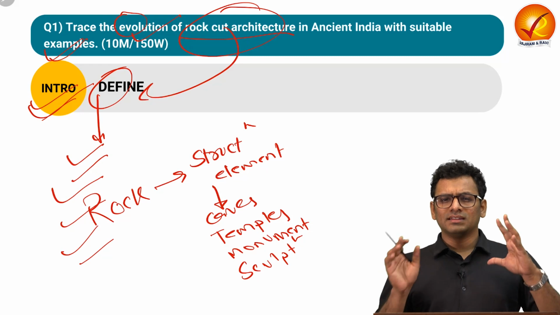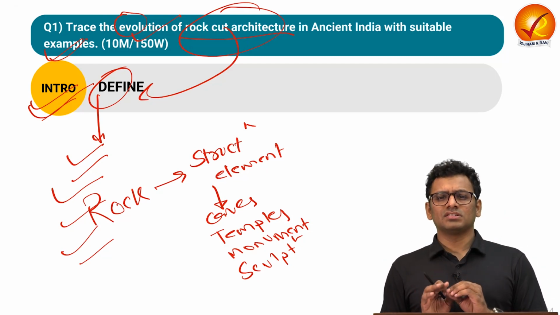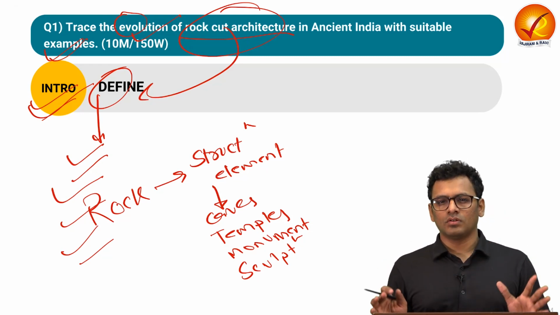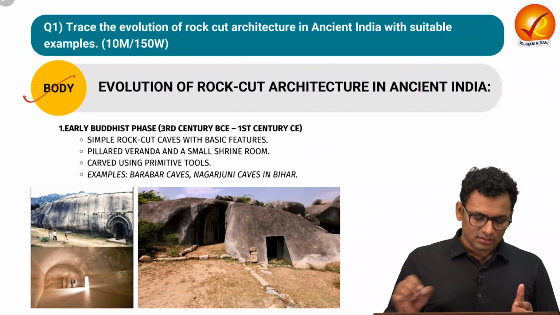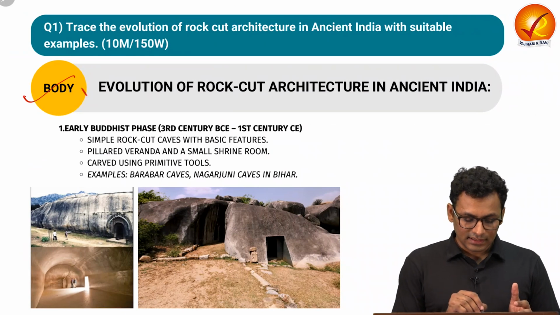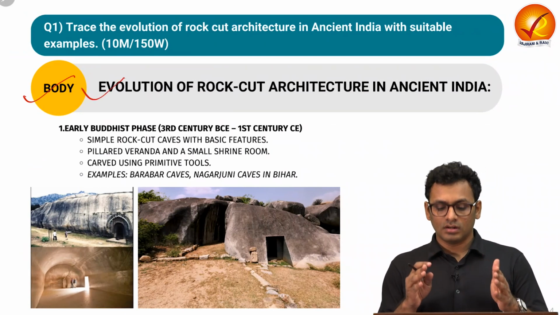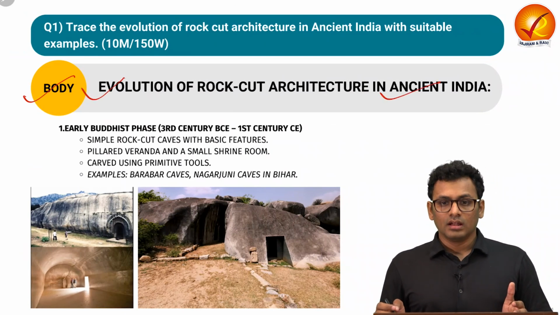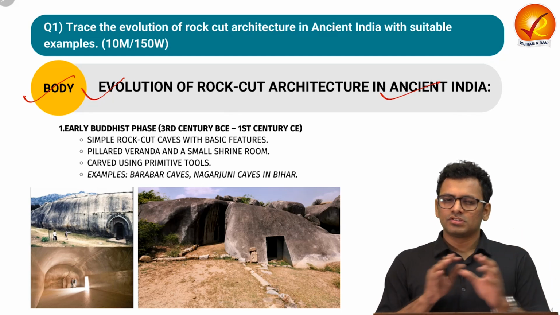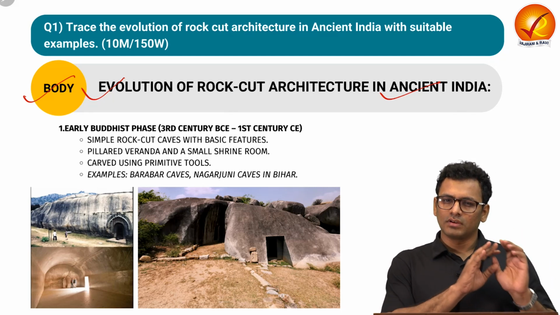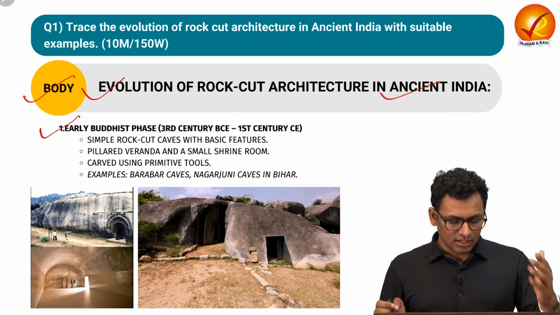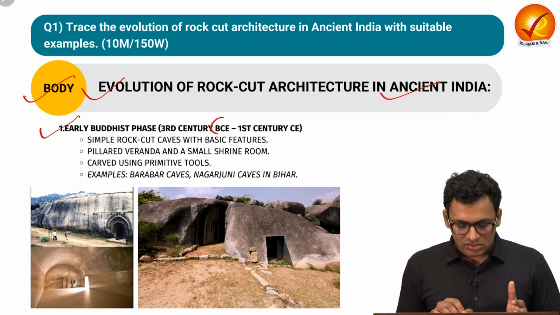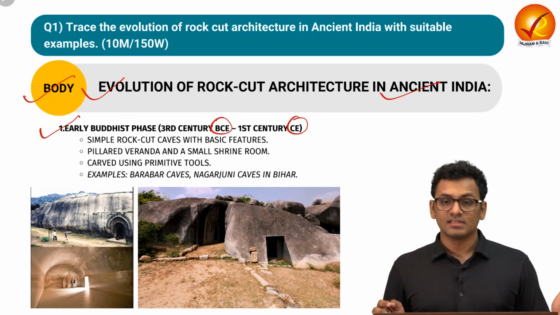You can talk about how India, as a civilization, has witnessed a unique evolution of rock cut architecture, which can then be catered to in the body, where you can give the heading evolution of rock cut architecture in ancient India. Now you can provide the evolution through timelines so that you can definitely give certain proof points. The very first you can talk about is the early Buddhist phase, which is 3rd century BC to 1st century CE.